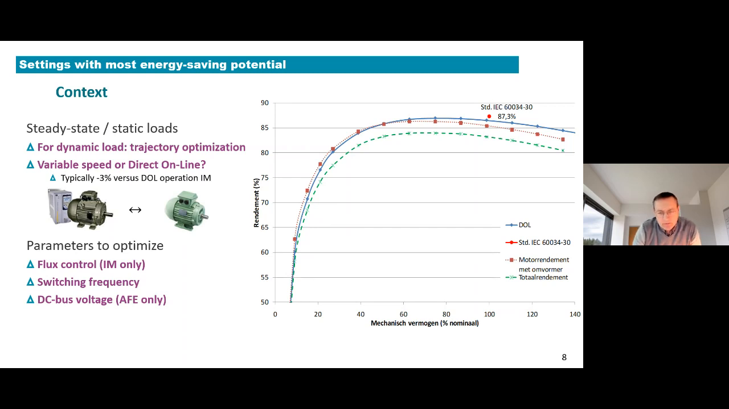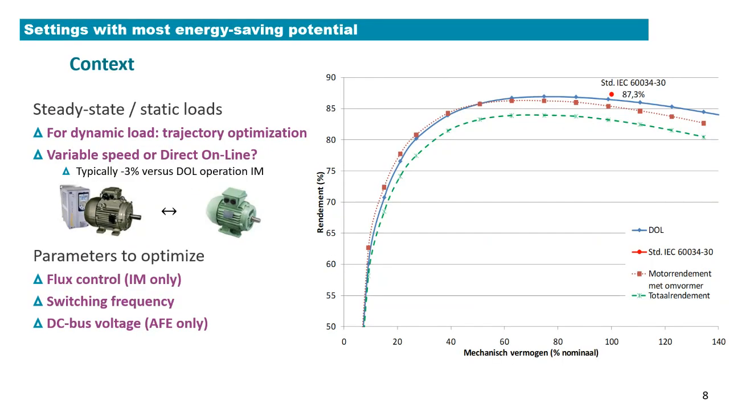Now let me start with a graph. You see here a graph in which we see the efficiency of a speed-controlled motor at rated speed versus the efficiency of that same motor without variable speed inverter. So the blue line, as you can see, is a directly connected motor to the grid. And if we add a power electronic inverter, we end up with a green line, which shows you that using a speed control costs us approximately 3% in efficiency.